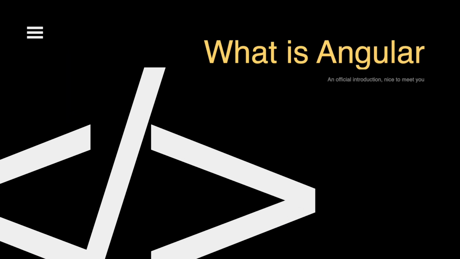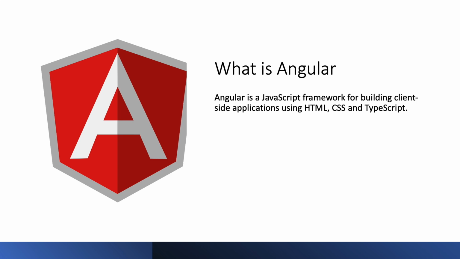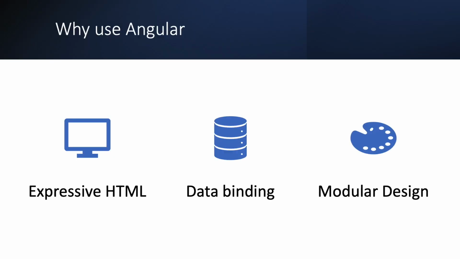So, what is Angular? Angular is a JavaScript framework for building client-side applications using HTML, CSS, and TypeScript. Angular in its current format has been released since 2016 and has been updated ever since. And currently we are on version 11. Angular is a very popular JavaScript framework for building client-side applications.